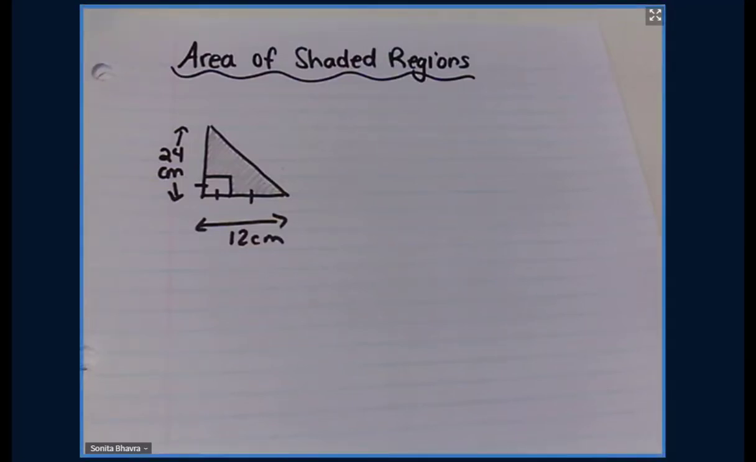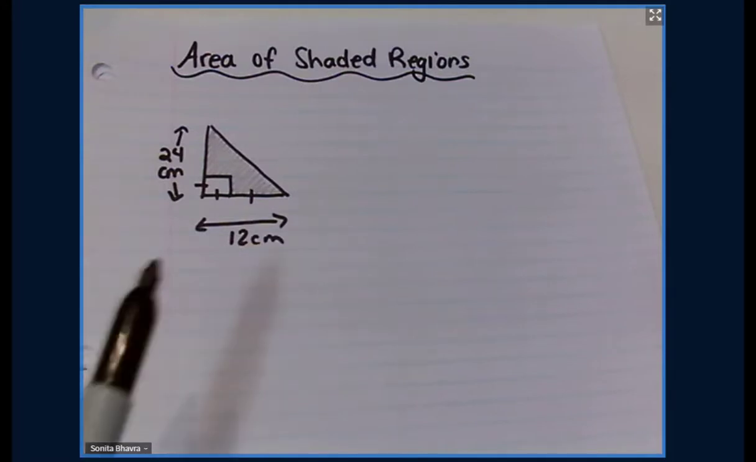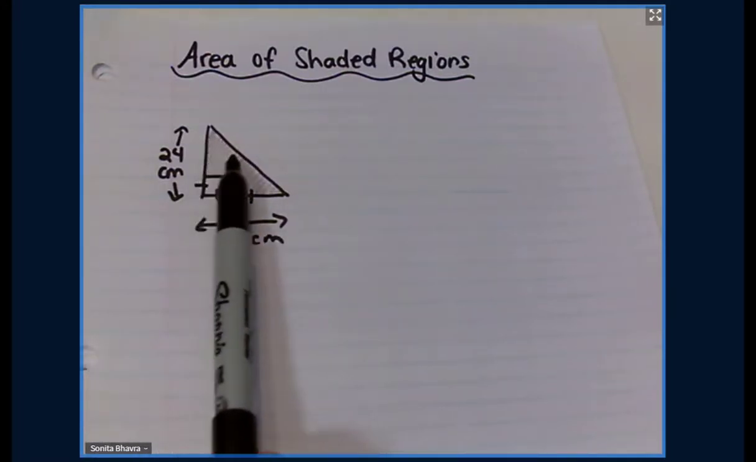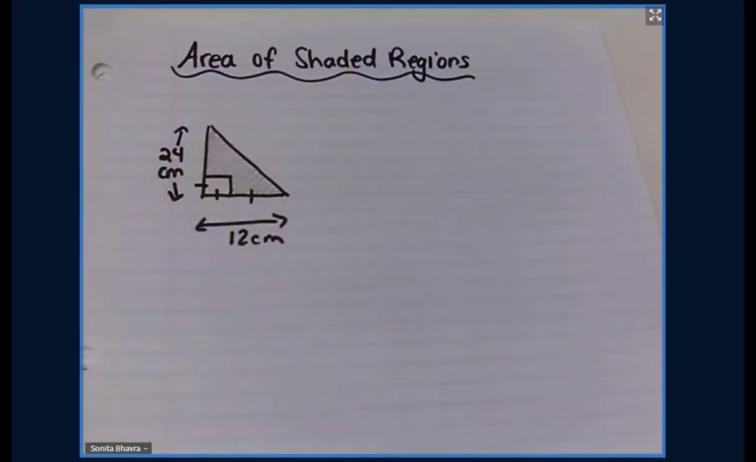All right, today's lesson is area of shaded regions. So we're going to be looking at figures where you're given a figure and you have to figure out the area of just the shaded region. So for example, in this triangle, this shaded area here is what we need to figure out.